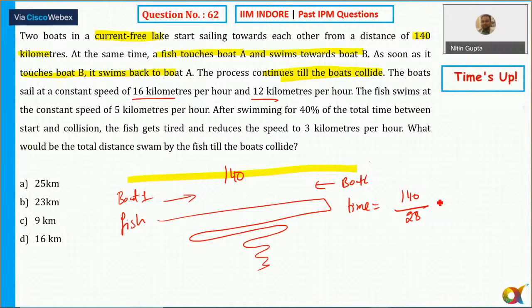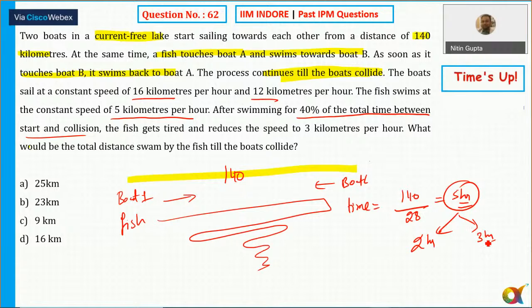So time is equal to 140 by 28. If I divide 140 by 28, what will that come to? That is 5 hours. So the boats have traveled for 5 hours. Now it says the fish swims at a constant speed after swimming for 40% of the total time between start and collision. The total time is 5 hours, so 40% is 2 hours, and 60% is 3 hours.